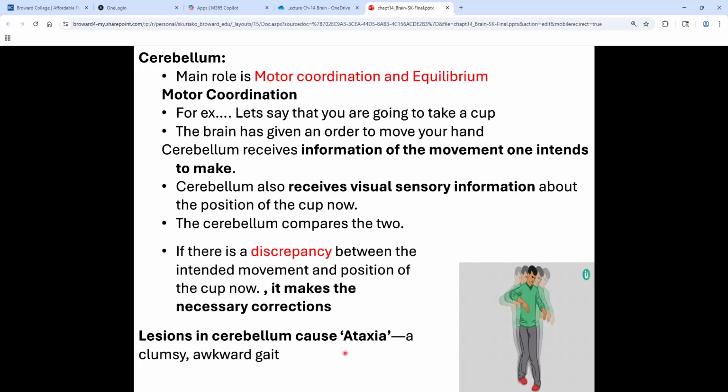Okay? So if you have a lesion in the cerebellum, you have a condition called ataxia. Ataxia means, you might have seen some people walking with a very clumsy, awkward gait. Look at this picture here. You might have seen them in the streets, and you might be wondering why they are walking like that. It's probably some damage to the cerebellum. Okay, so be kind to them. Don't think that they are being awkward or anything. It's some kind of damage that happened. So be very kind to them.